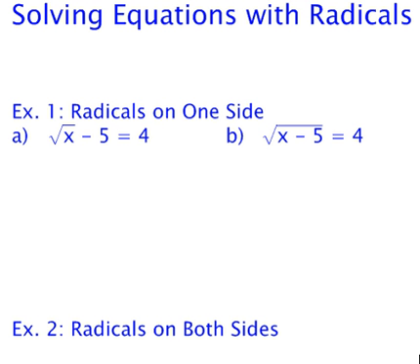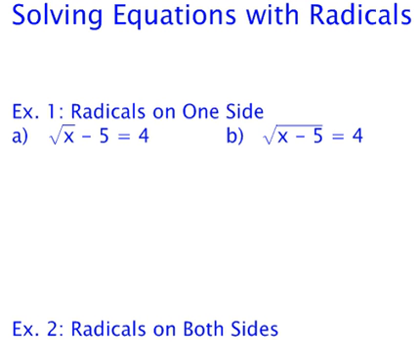When we have a radical in the problem, we need to get it to where the radical is on one side of the equation by itself if we can. Okay, so let's take a look at a couple examples where there's only one radical and it's on one side. Okay, so let's look at example A.